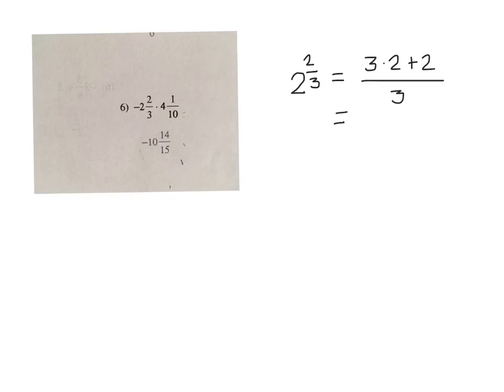So in our case, 3 times 2 is 6. 6 plus 2 is 8. We get 8/3, but that was negative. That's going to be multiplied by 4 1/10.